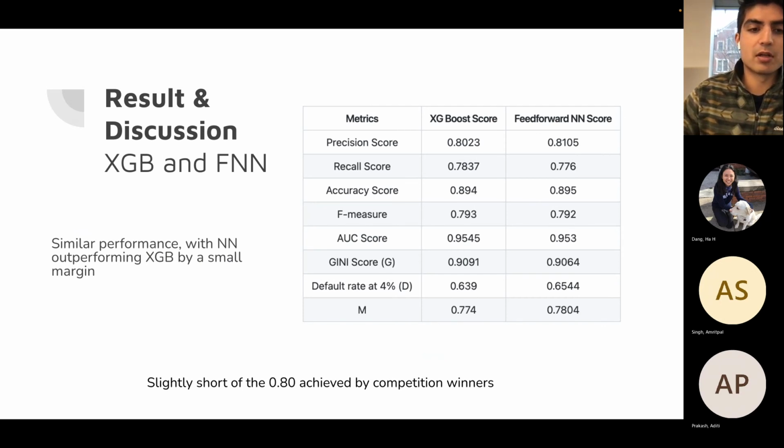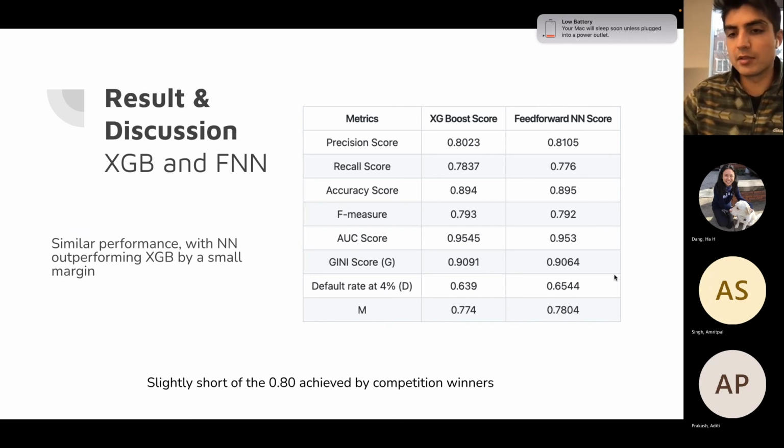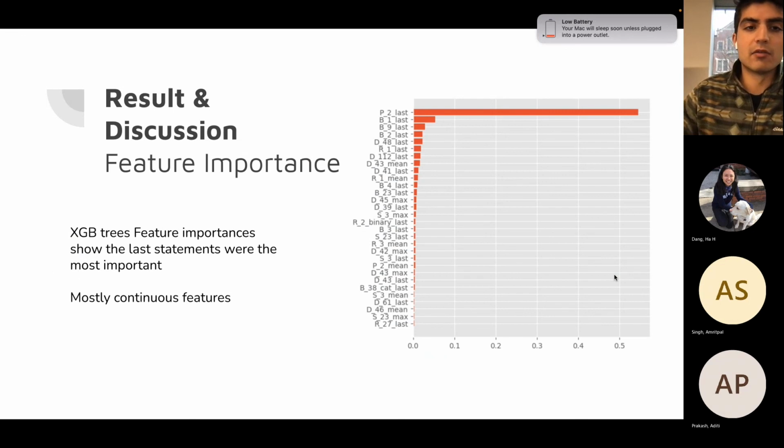Our models performed reasonably similar to each other, so we got accuracies around 0.78 according to their M score. This was slightly short of the 0.8 achieved by competition winners for the same task. And the feature importances were found using XGBoost.